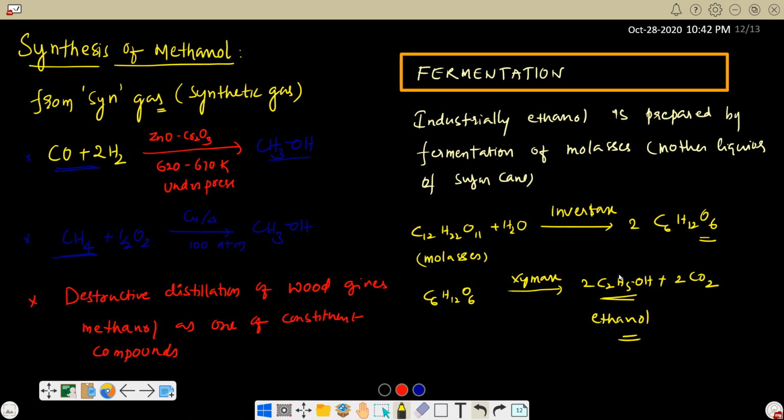Okay? So these are the preparation methods of alcohols. We discussed them very clearly. Just note down, the remaining topic will continue in the next class.